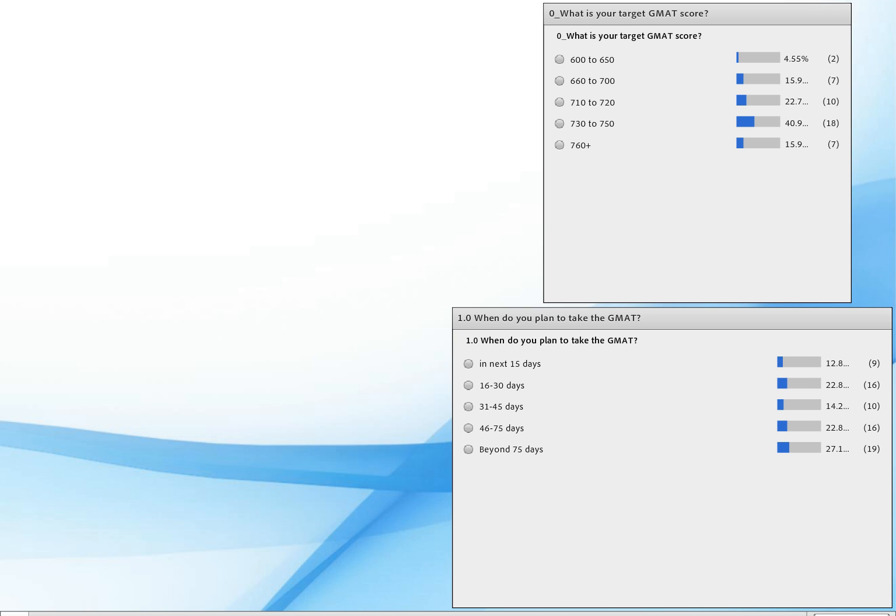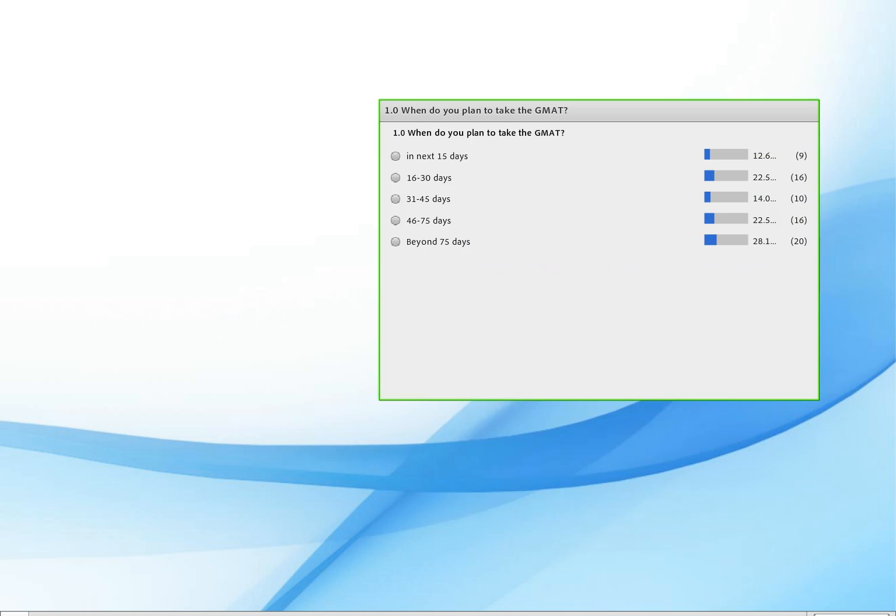I have about 72 students, and based on the data over here, what I can see is that a good chunk of you, about 40% of you, are in that 730 to 750 bracket. About 16% of you are in that 760 or higher bracket. A good number of you are in that 710, 720, and then about 20% of you are in that 600 to 700 bracket. With regards to when you plan to take the GMAT, we have a fairly uniform split. The smallest group over here is about 13%. The largest is about 26%. So we have enough people in each and every segment over here.